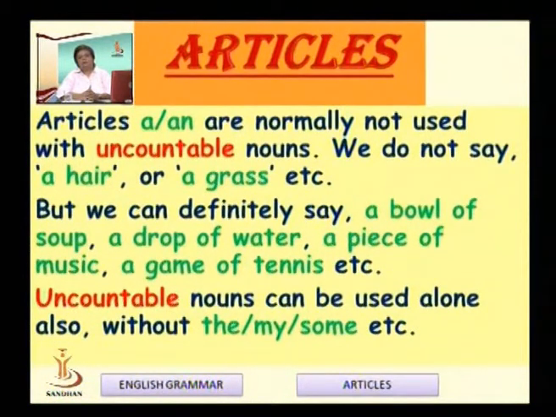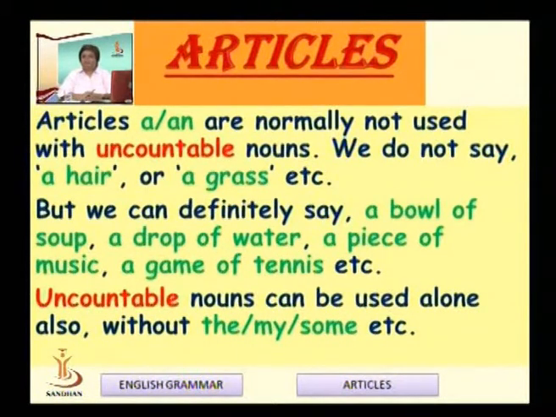Okay. Articles a or an are normally not used with uncountable nouns. So from a discussion of countable nouns, now we are, friends, coming to a discussion on uncountable nouns. And what did I say? On your screens is written clearly, articles a or an are normally not used with uncountable nouns. We do not say a hair or a grass, etc. We all know hair and grass are uncountable nouns, so we cannot be using the article a just before them.